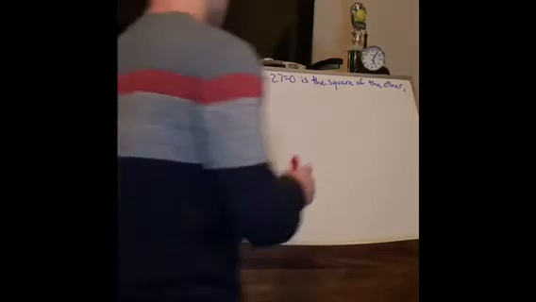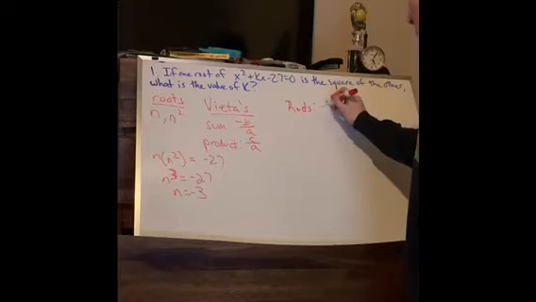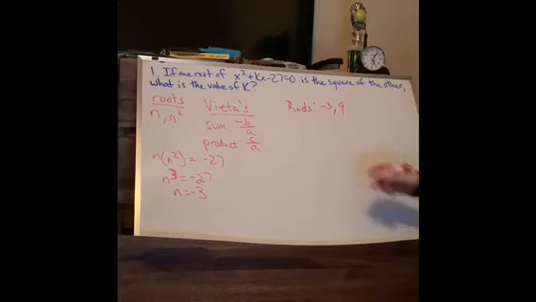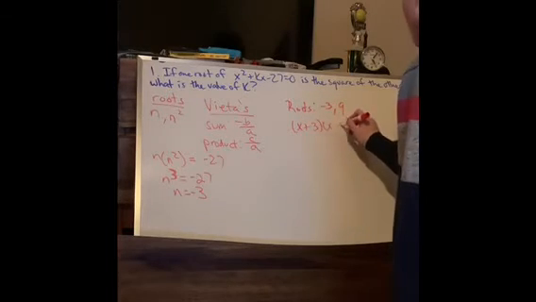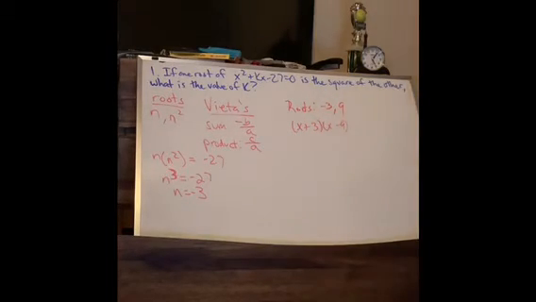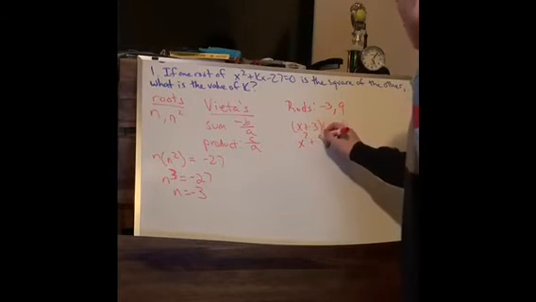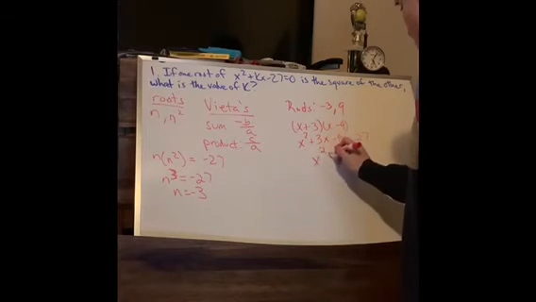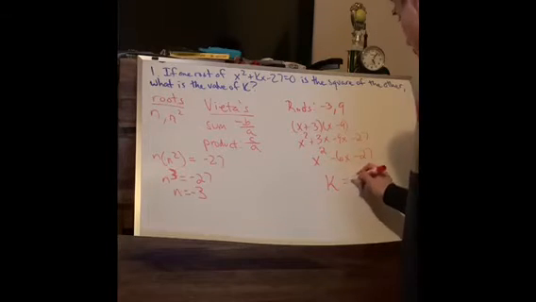So that means the roots are going to be negative 3 and 9. And therefore, the function is going to be x plus 3 times x minus 9. This is how we write the factors. And we get x squared plus 3x minus 9x minus 27, x squared minus 6x minus 27. So k is going to be negative 6.